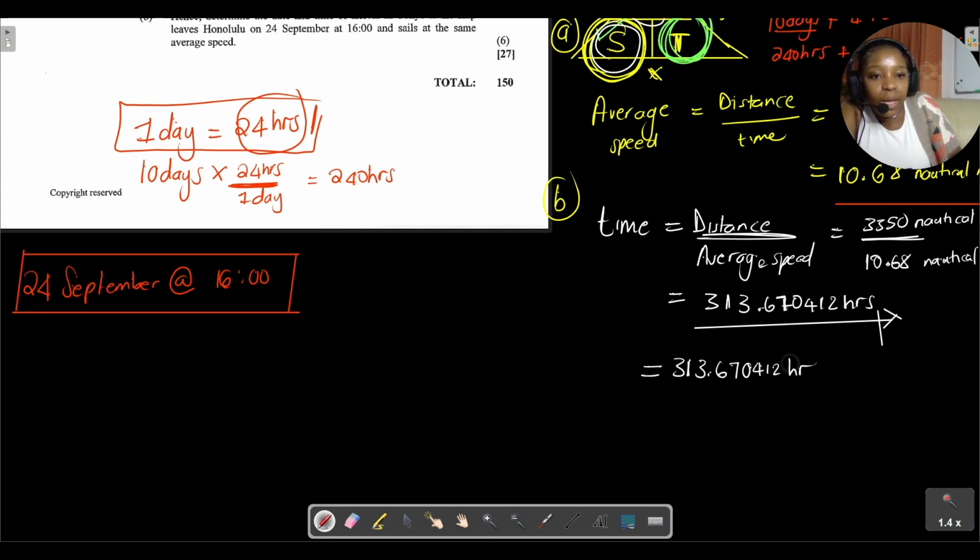So I'm going to take 313.670412 hours. I want to convert this to days. So I'm going to multiply by what I want, 1 day, divided by what we have. I've got hours, so I'm going to divide by the other value, 24 hours. So I multiply by what I want, divide by what you have. What are we getting?